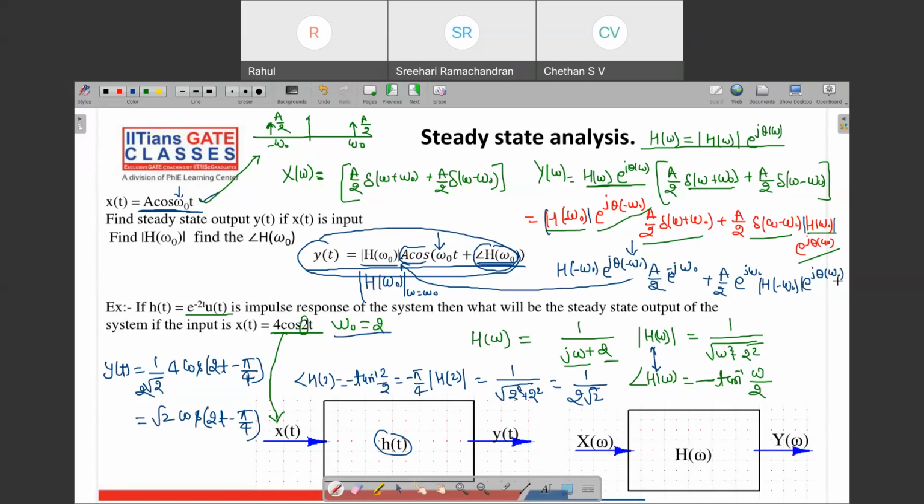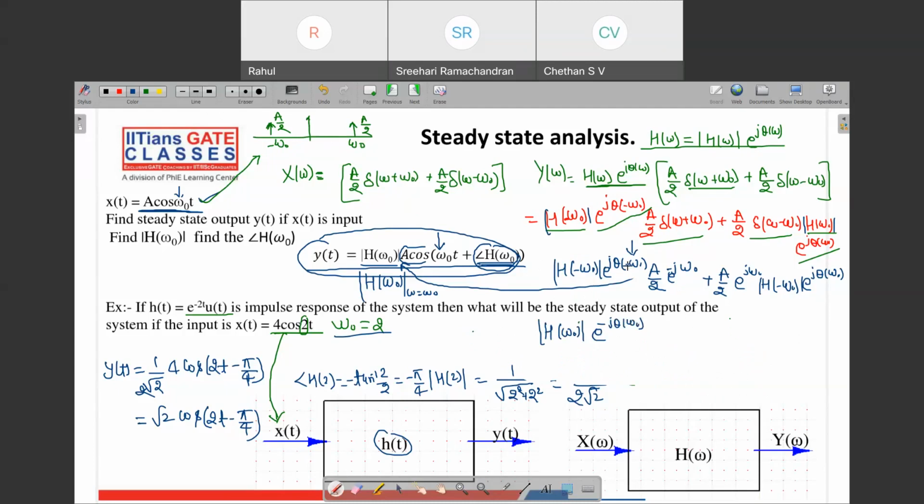Now here we are talking about the real system. So we know that the magnitude spectrum is an even function of omega and the phase spectrum is an odd function of omega. Because of that, this term you can simply write as a mod h of omega naught, because this is an even function of omega. This one you can write as e to the power minus j theta omega naught, because phase is an odd function of omega, and then a by 2 e to the power minus j omega naught. Plus a by 2.